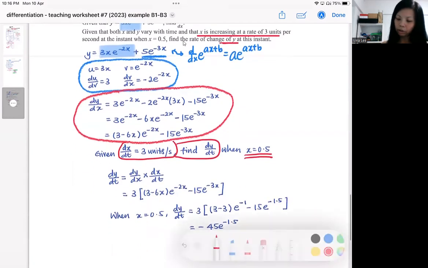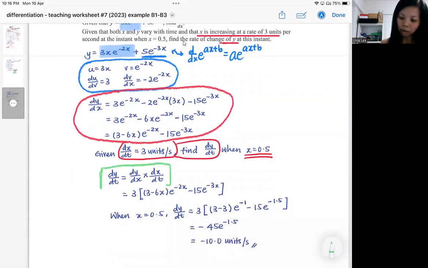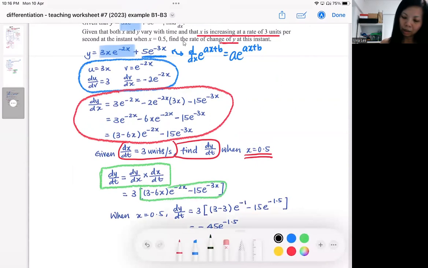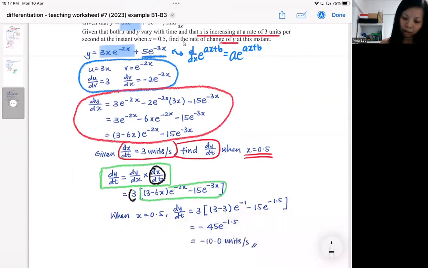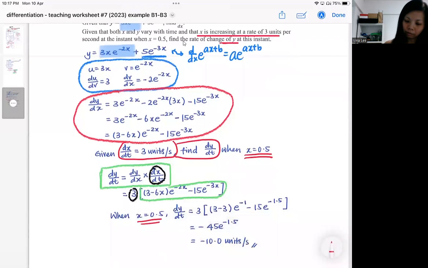So back to the generic formula one more time. Use your whole dy/dx multiplied by the dx/dt. dx/dt is 3. And then you just put in the x to get the answer.